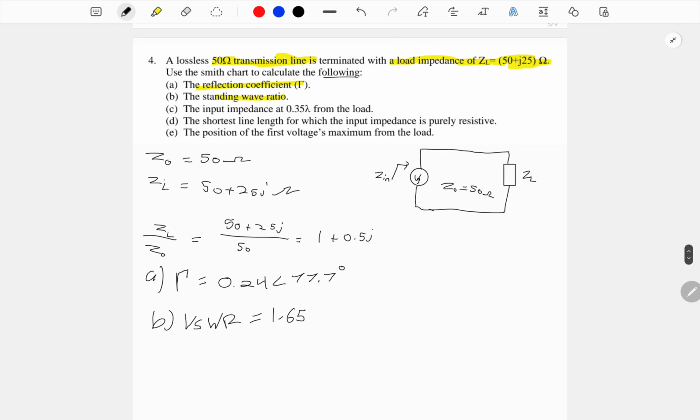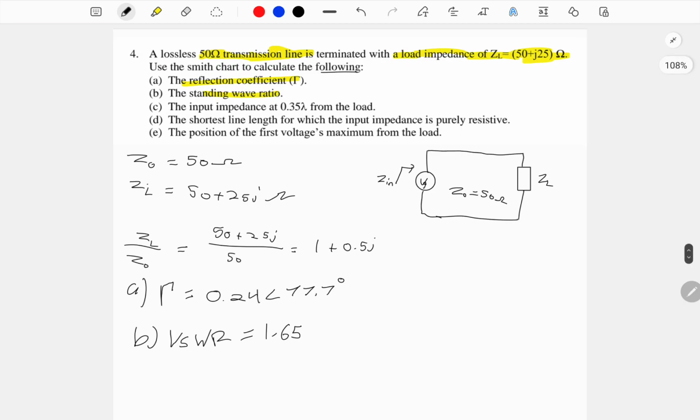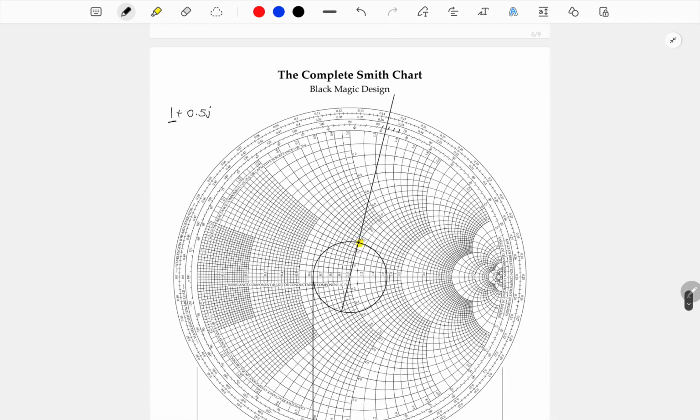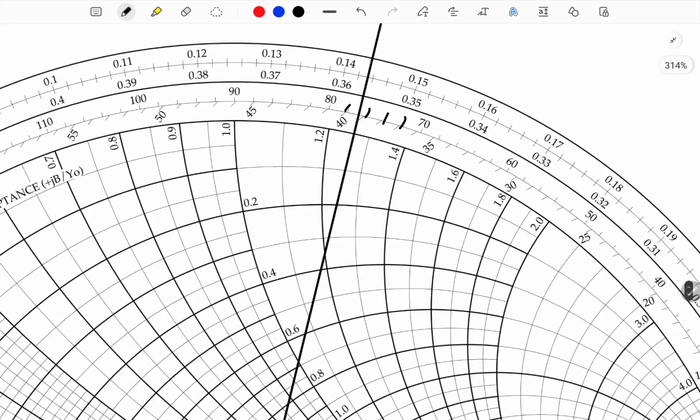And we could always check using the formula, but I'm not going to do that here. Actually, I'll just do it. So the formula for VSWR, or actually we're just going to check at the end. It makes more sense. So part C says find the input impedance 0.35 lambda from the load. So where is ZL right now? It's right here.